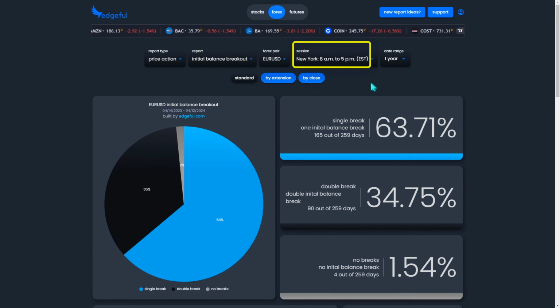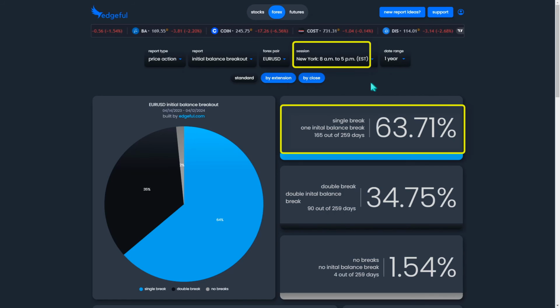Compare this with the New York session. The exact opposite happens. We set the New York range from 8 to 9 a.m. Once price breaks the high or the low, 2 out of every 3 times it will continue, and the other end will never be hit for the rest of the session.